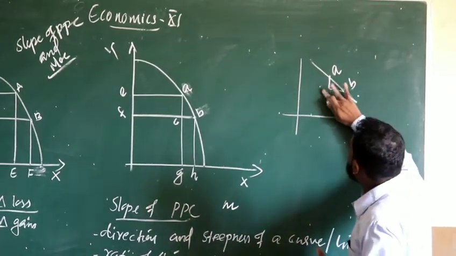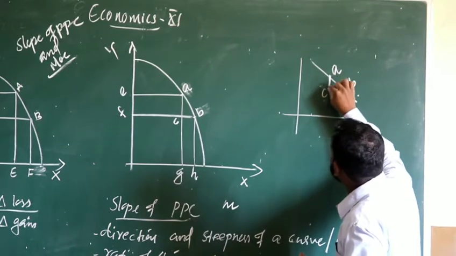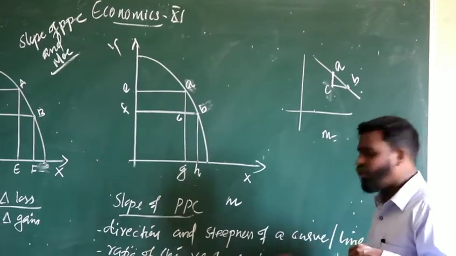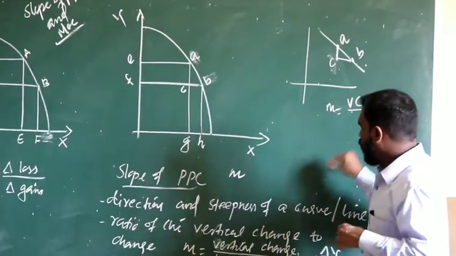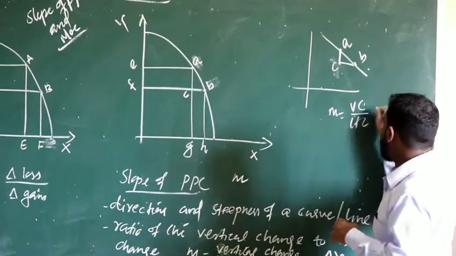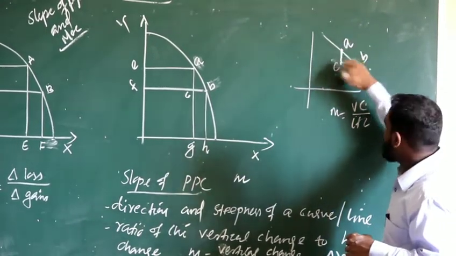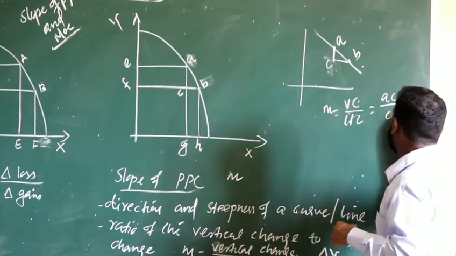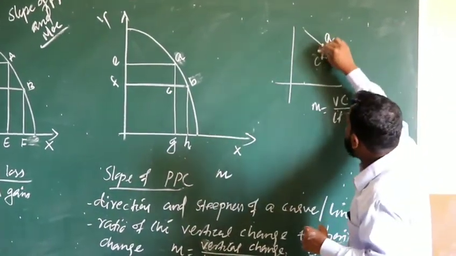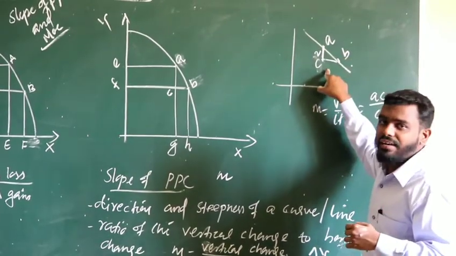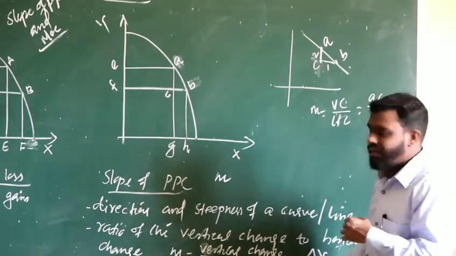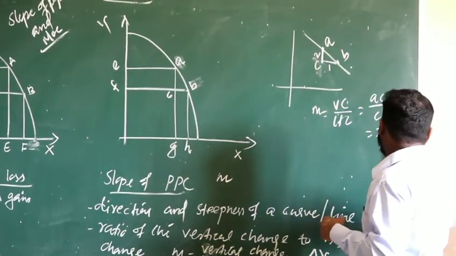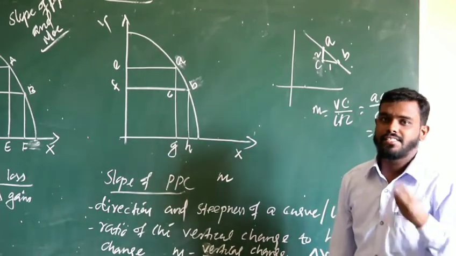Okay, so both are intersecting at point C. Now we can use this formula. M is equal to vertical change upon horizontal change. So what is vertical change? Vertical change is AC upon horizontal change, that is CB. For example, if AC is 2 cm and CB is 1 cm, then AC is 2 by 1, that is equal to 2. That is slope.